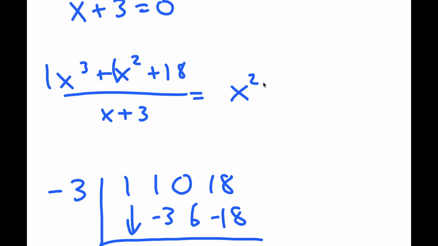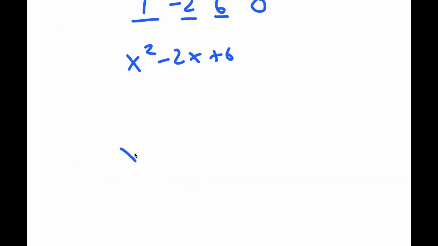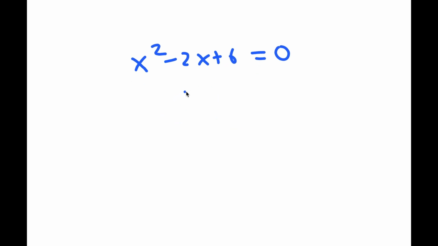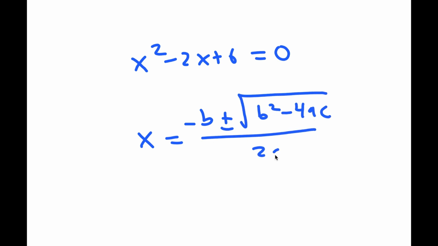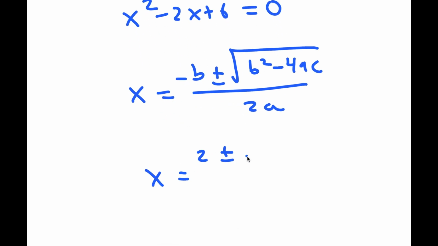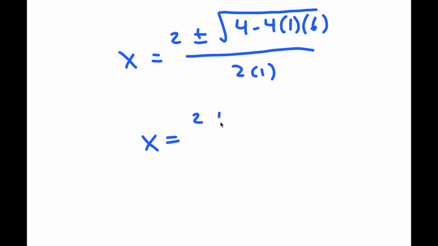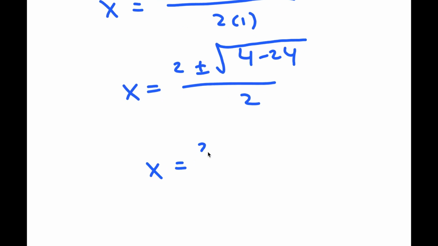So we set this equal to 0, and what we're going to be using is the quadratic formula to solve this. So I get x is equal to 2 plus or minus the square root of 4 minus 4 times 1 times 6 all over 2 times 1. And this is equal to 2 plus or minus the square root of 4 minus 24 over 2, which is equal to 2 plus or minus the square root of negative 20 over 2.